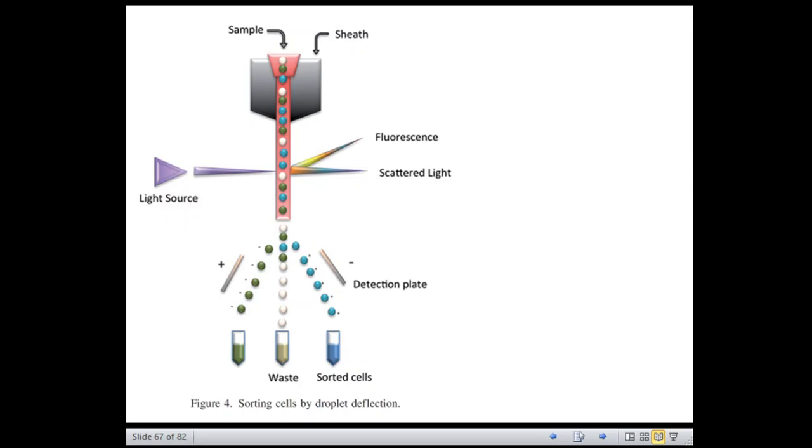Thus the droplets can be deflected from the main stream based on their given charges. Say for example, the positively charged droplets are deflected towards a platinum plate of negative charge, and the negatively charged droplets are deflected towards the positively charged platinum plate, and uncharged droplets are collected directly into the waste container.